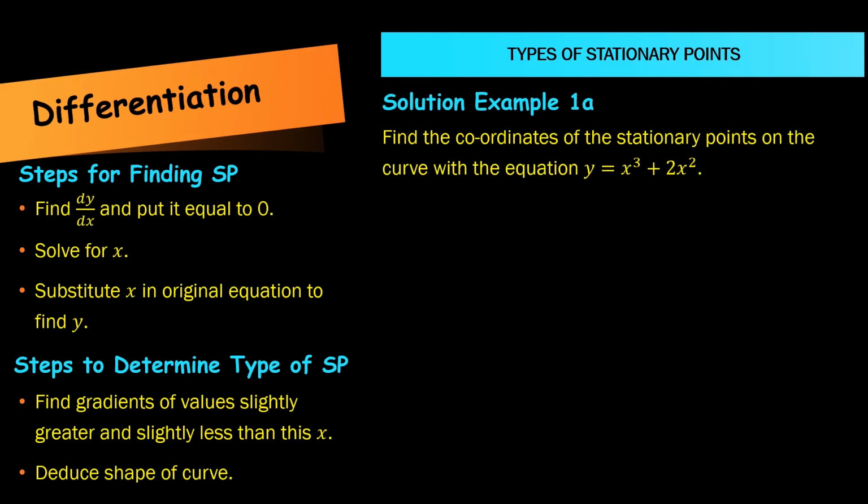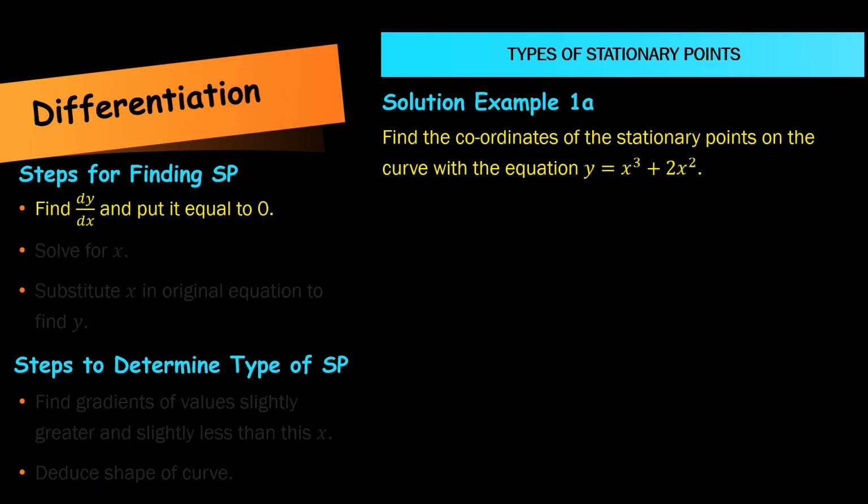So let's solve example 1a first. We are required to find the coordinates of the stationary points on the curve with the equation y equals x cubed plus 2x squared. So let's first find dy dx and put it equal to 0. Now y equals x cubed plus 2x squared.